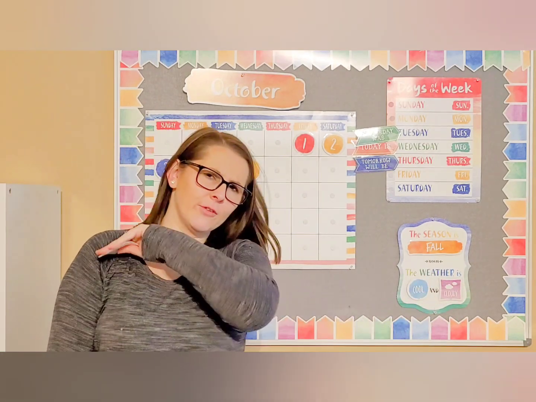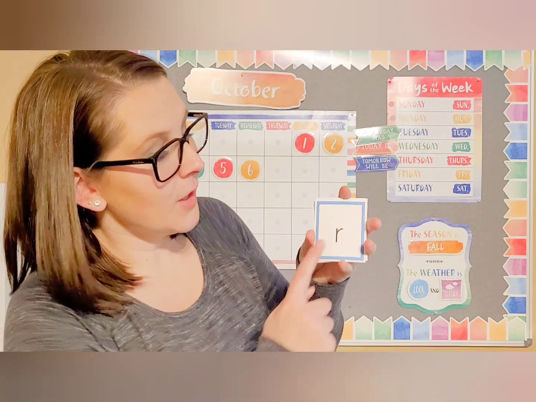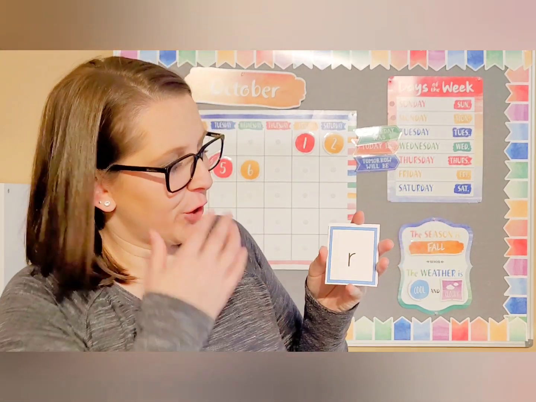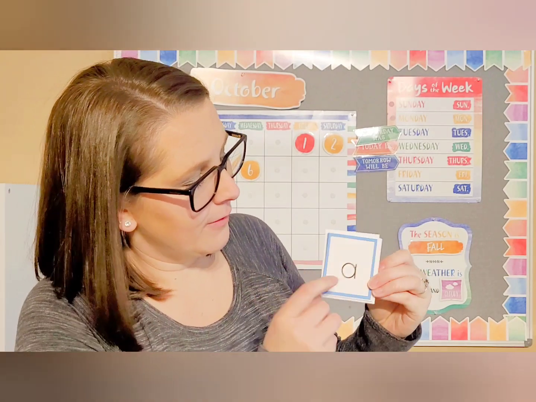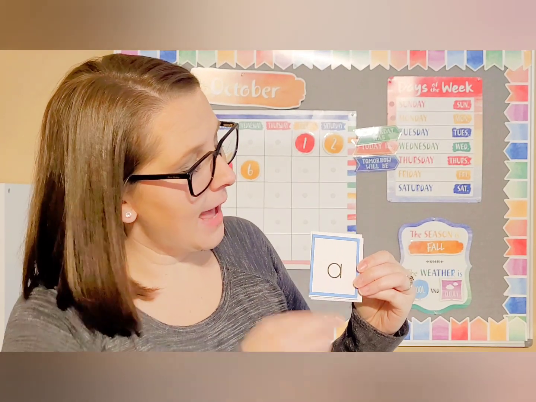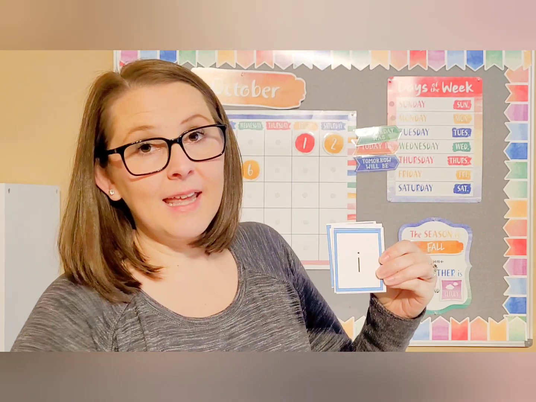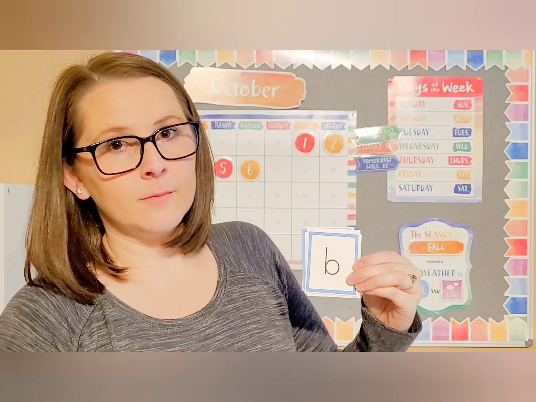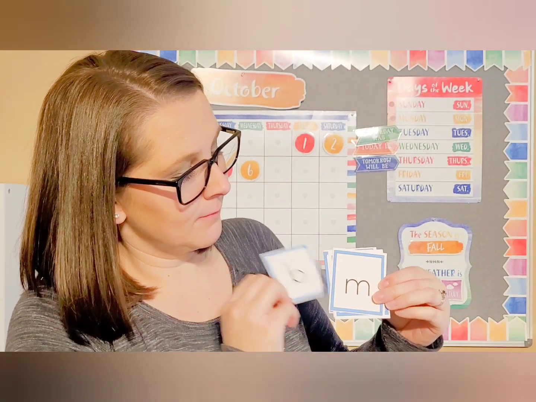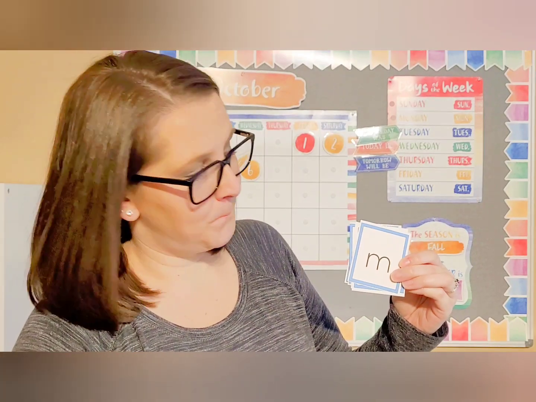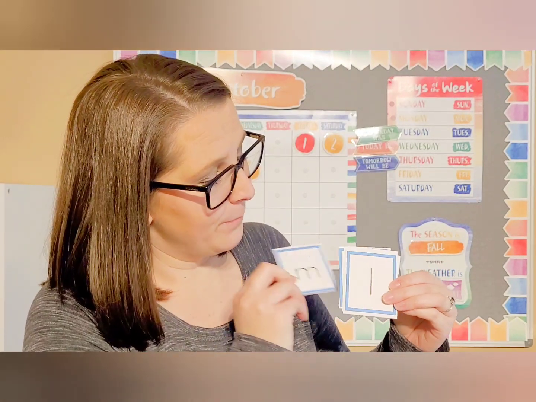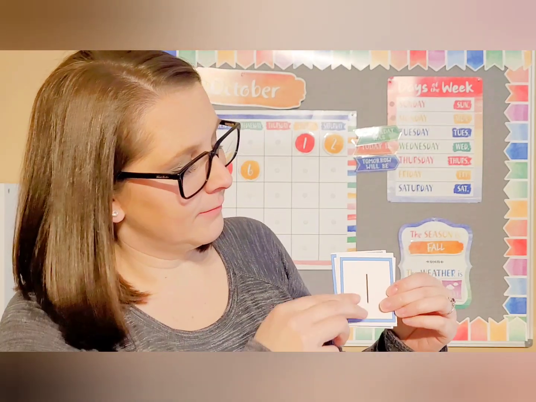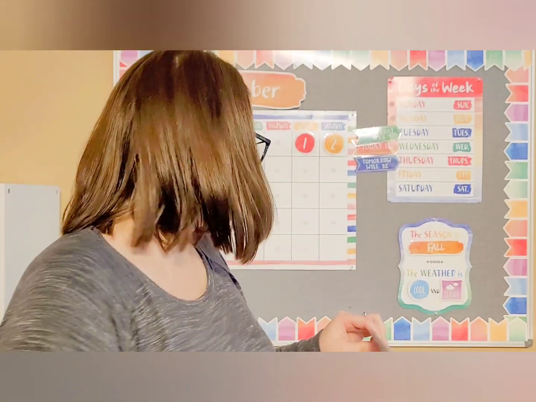Okay, so, ready for letters? Are you ready? I want to mix them up so that way I can trick you. What sound does this make? You're right. Ah. Eh. This is eh. B. Mm. Oh. All the way back around.